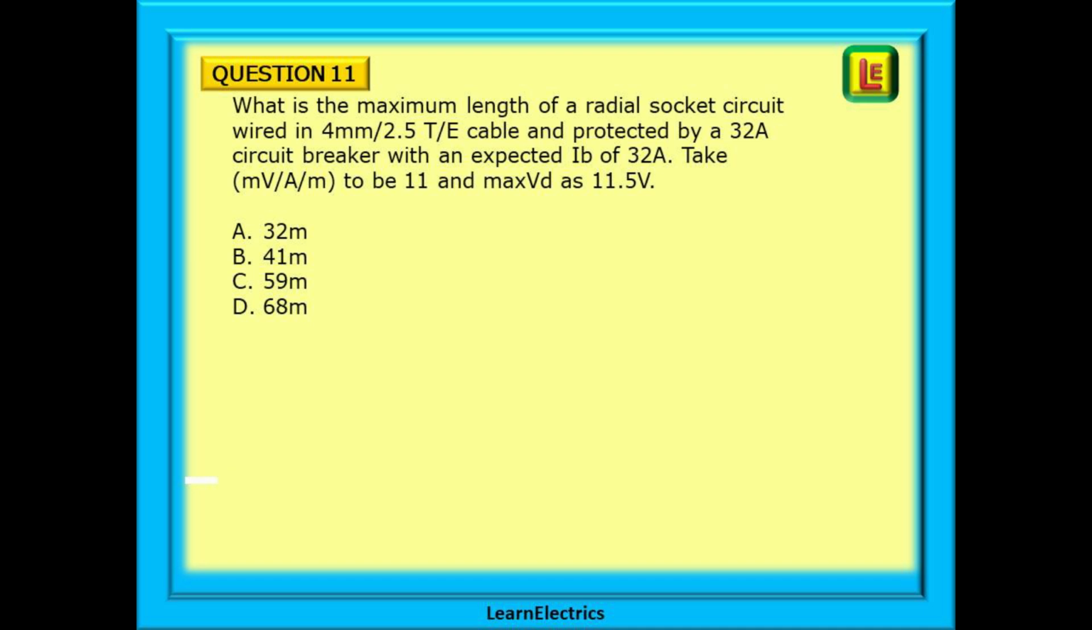cable and protected by a 32 amp circuit breaker with an expected IB of 32 amps? Take MVAM to be 11 and max VD as 11.5 volts. Pause the video, calculate the answer.